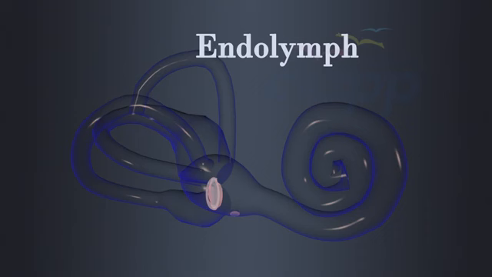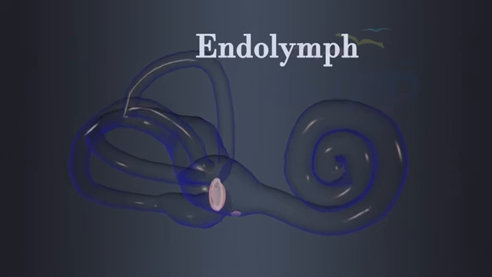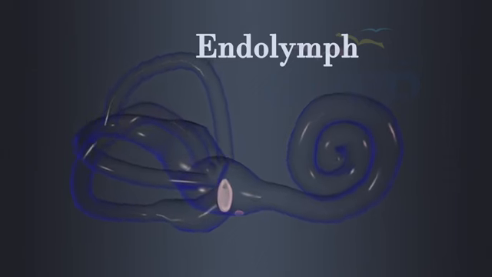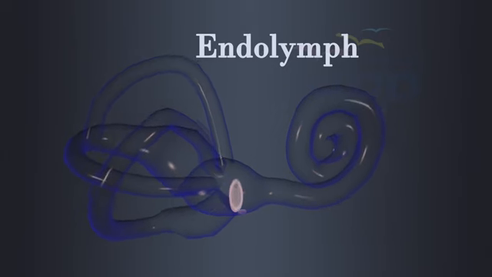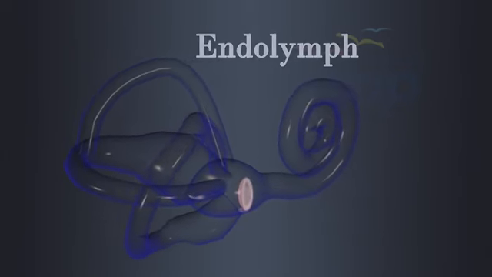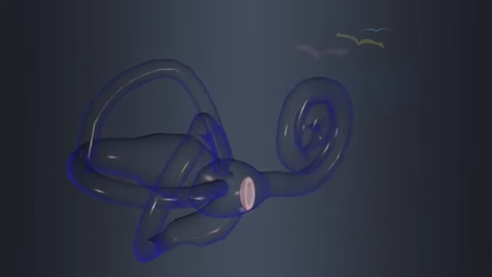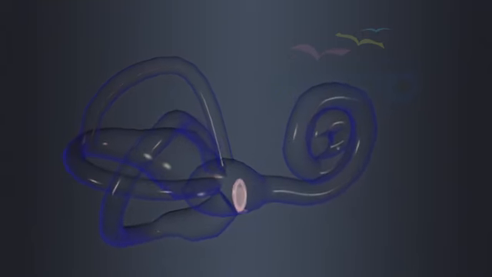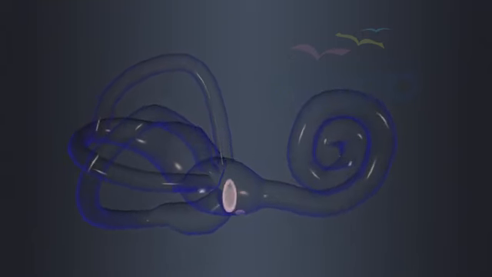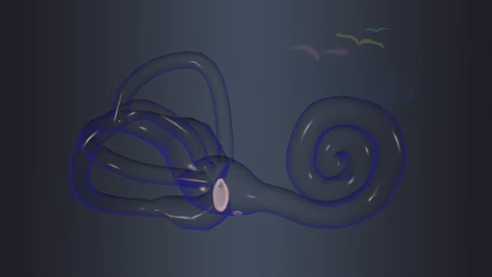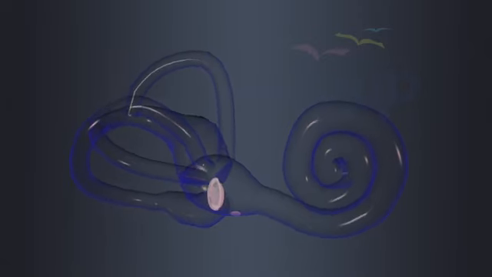Endolymph plays a crucial role in maintaining the proper functions of sensory structures responsible for both hearing and body balance. And it also helps to transmit sound vibrations. Endolymph is filled inside the cochlea, vestibule, and three semicircular canals.